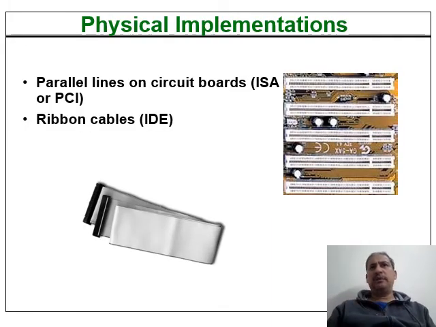Now the bus may be implemented in a number of ways. It may be implemented in the form of parallel lines on the circuit boards, normally called the ISA or the PCI bus, or you may have a ribbon cable. I don't think that many of you would have seen these two types of physical implementations. They are not part of your common laptops, but they were used in desktops, which we have used. I don't know how many of you have opened them up and seen these things, but they were there.